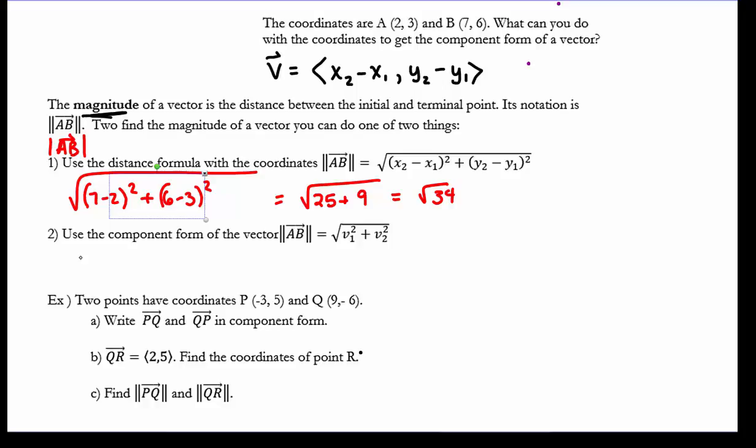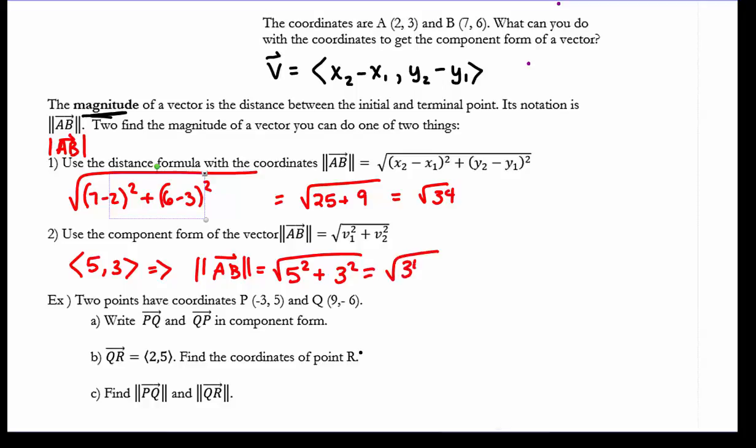I can also use the component form of the vector. So if I look at the vector AB, which is 5, 3, when I take the magnitude of AB, it is just the square root of the sum of the squares of the components. You take component 1 and square it. You take component 2 and square it. You get that, which is amazingly the same thing.